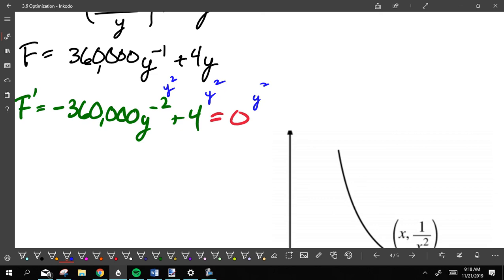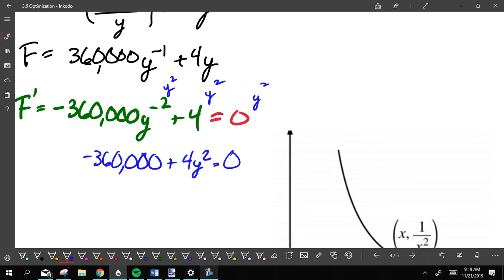What happens if I take negative 360,000 Y to the negative 2 and multiply by Y squared? The Y's cancel. It's just negative 360,000. I take 4 times Y squared. It's 4Y squared. And if I take 0 times Y squared, it's still 0. You don't have to do that at this step. There were other things you could have done, but now this equation looks a lot less ugly without negative exponents involved. Everybody good here? Finish that. You can do the rest from there.